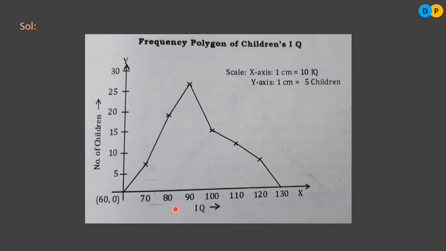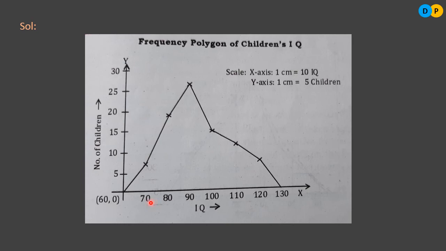So we will be considering the scale first. On the x-axis, 1 centimeter is equal to 10 IQ. What about the y-axis? The y-axis will indicate frequency. 1 centimeter is equal to 5 children. So 5, 10, 15, 20 children like this. The x-axis indicates the IQ, and in the question the IQ starts with 70.